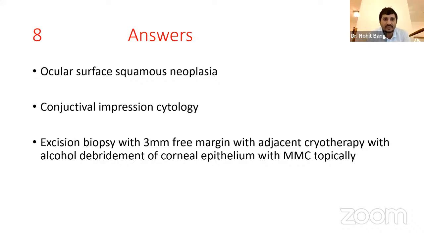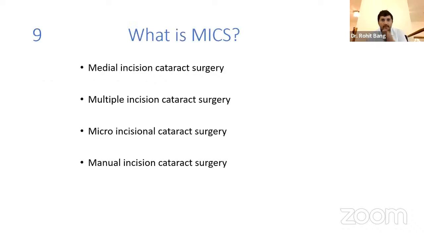It's diagnosed by conjunctival impression cytology and treated with surgical management, although interferon alpha 2B is also now being recommended in not so invasive carcinomas. Now, a simpler question coming to cataract. What is MICS? Whether it's medial incision cataract surgery, multiple incision cataract surgery, whether it's micro incisional cataract surgery, or it's manual incision cataract surgery. 20 seconds for all of you. MICS is what is being called in cases where we are doing advanced phaco.